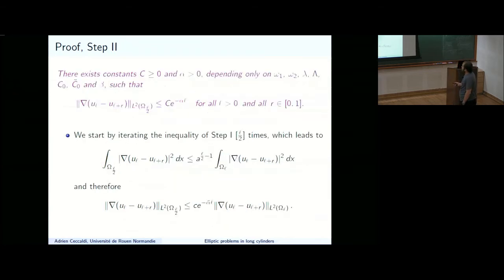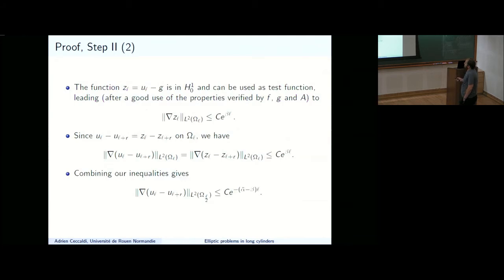Then we want to bound this, and to do that, we just take the previous inequality and iterate it over and over, so that we can rewrite this way. And now what we have to do is to show that this is bounded by C exponential minus some constant.